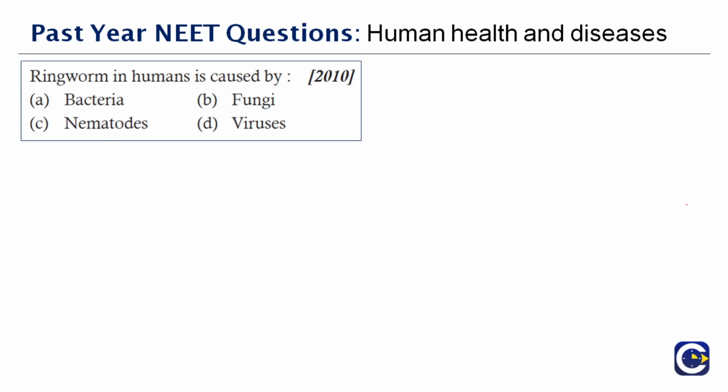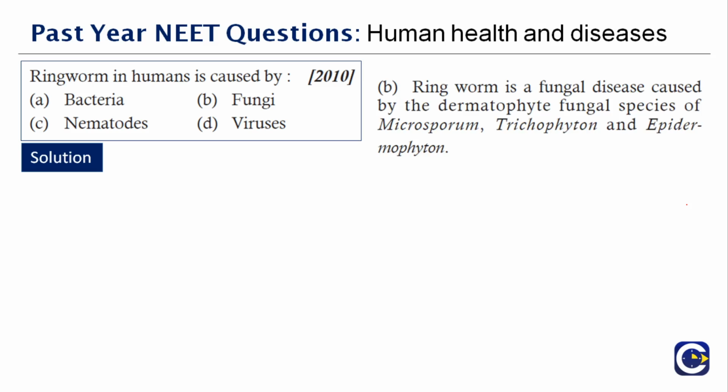Ringworm in humans is caused by dash. Ringworm is a fungal disease that is caused by the dermatophyte fungal species of Microsporum, Trichophyton and Epidermophyton. Therefore, the right answer to this question is option B, fungi.